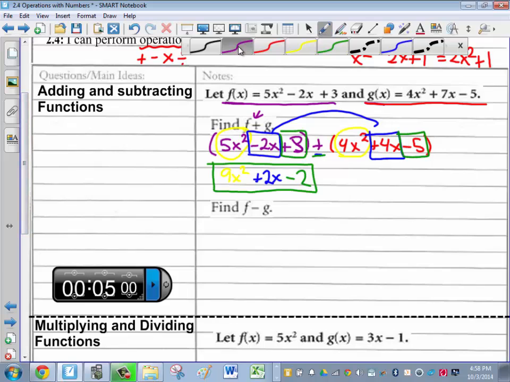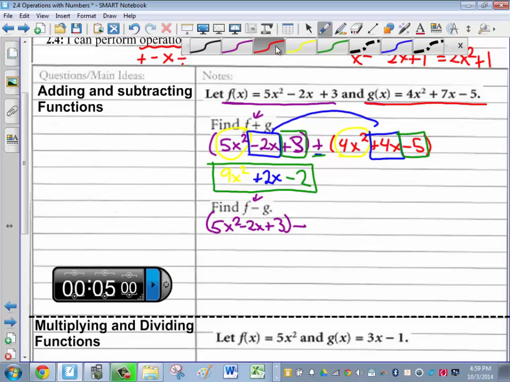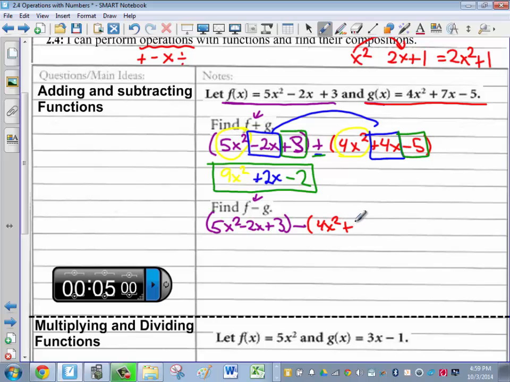Again, I'm just going to rewrite it down here. I got my 5x squared minus 2x plus 3, parenthesis. And now I'm subtracting, because we're subtracting these two. And now I'll put my red function in here. I got my 4x squared plus 4x minus 5.